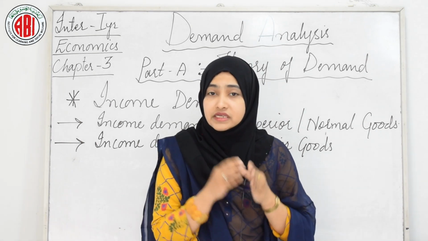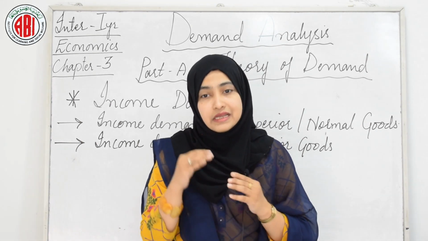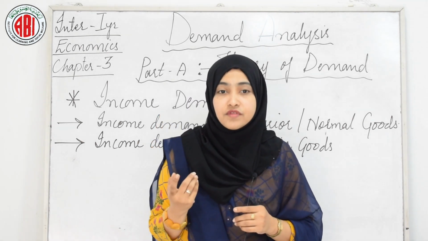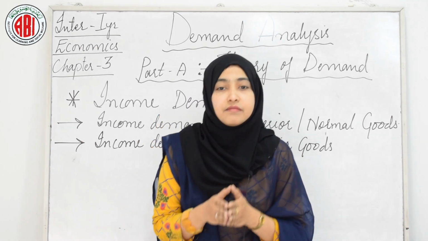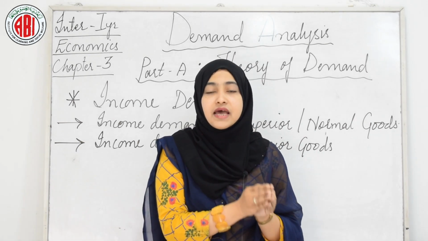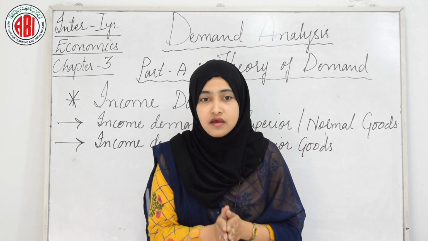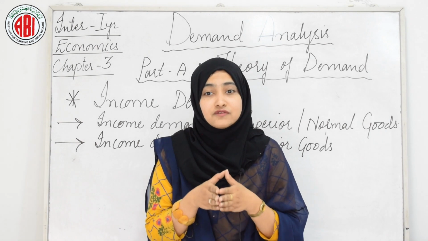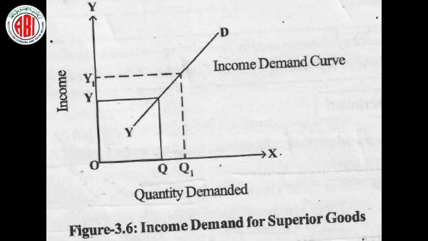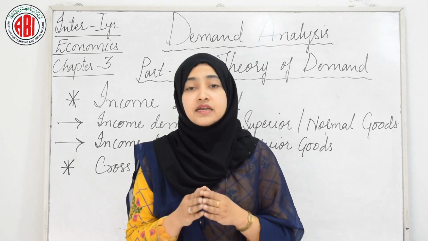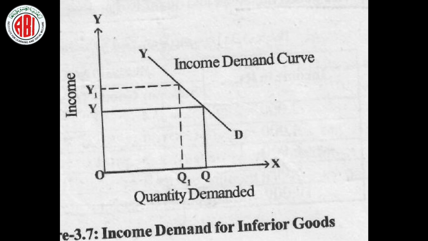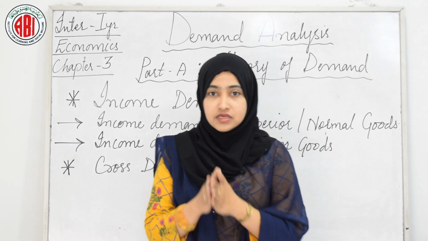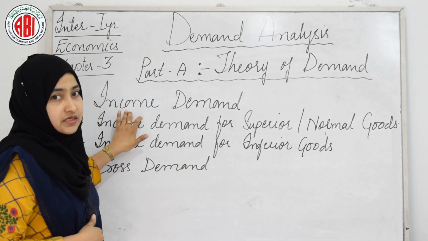After that, now we will see the income demand for inferior goods. Quantity demanded of inferior goods decreases with the increase in income of the consumers. So the income demand for inferior goods has an inverse relationship between the income and the quantity demanded. In such cases, the demand curve slopes downward from left to right. See this. So in case of inferior goods, the income demand curve slopes downwards from left to right. Get it? So all these are the income demand. And now we will discuss the cross demand.